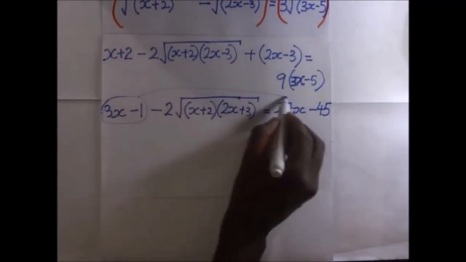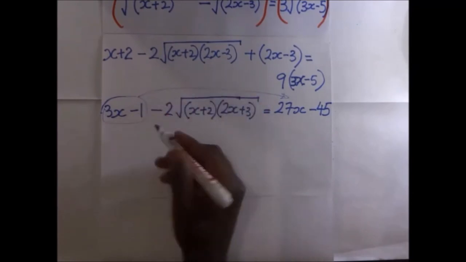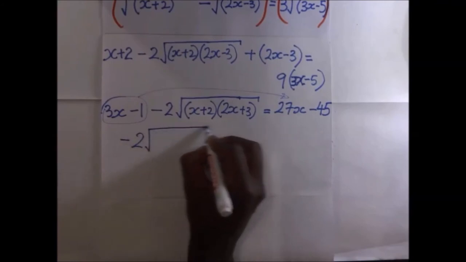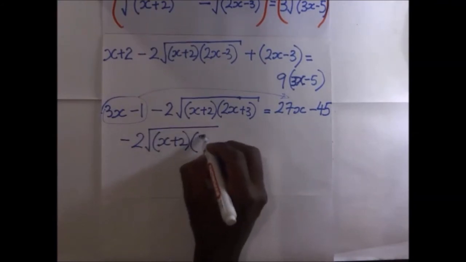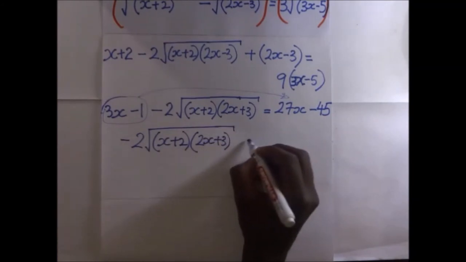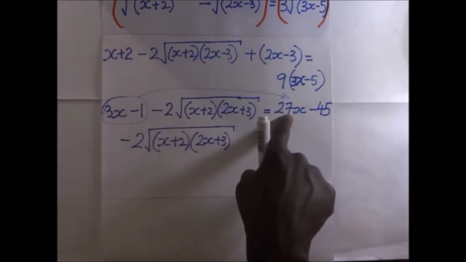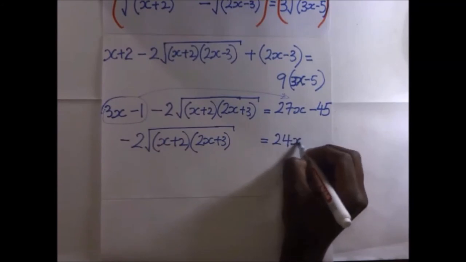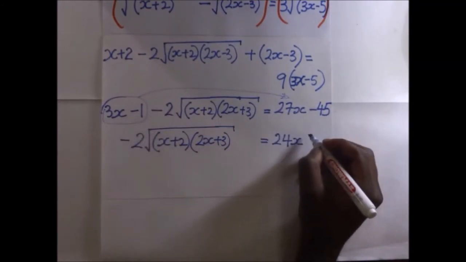It moves to that side of the equation, so that we remain with only the square root term this way. So it remains as negative 2 into the square root of x plus 2 into 2x minus 3, which is going to give us, now 27 minus 3x is going to give us 24x. Then negative 5 plus 1 is going to give us minus 44.